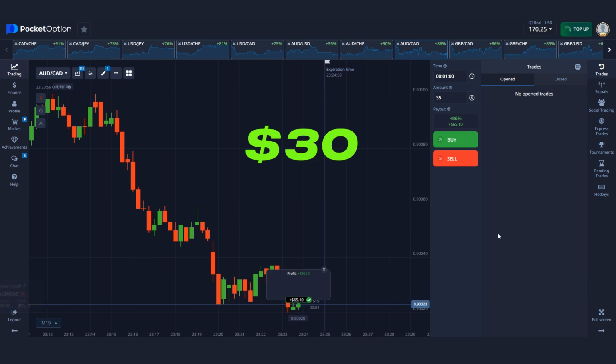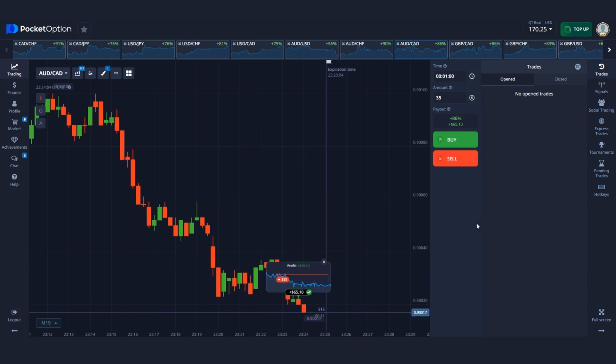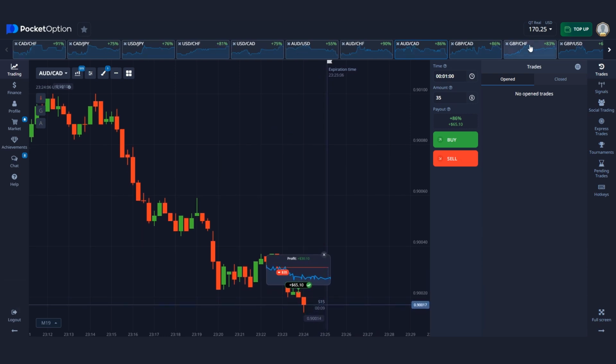This trade is bringing me $30. That's a pretty good result. And now I have $170 in my balance. I can confidently open the next trade for $70 and I won't be risking anything.